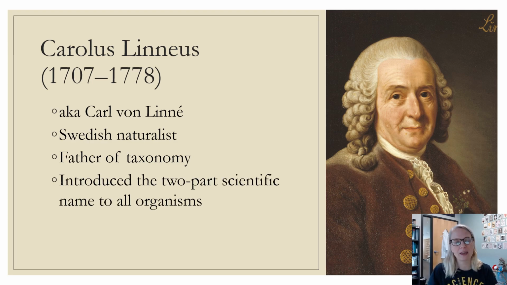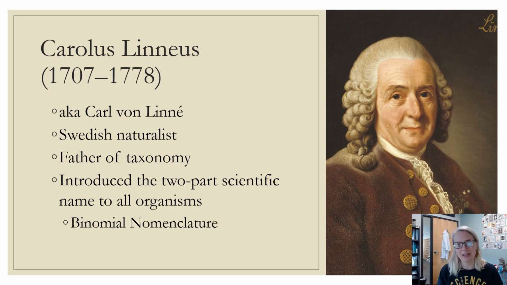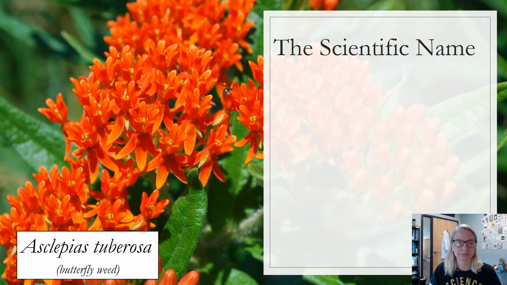He came up with what we call binomial nomenclature, which really is a fancy word that says a two-name naming system. Binomial means two names. Nomenclature means naming system. So all living things, once they are correctly classified and identified, will have a two-name system, kind of like we have a first name and a last name. Organisms also have a first name and a last name, and we call this the genus and species. We're going to see that a little bit later with some examples.